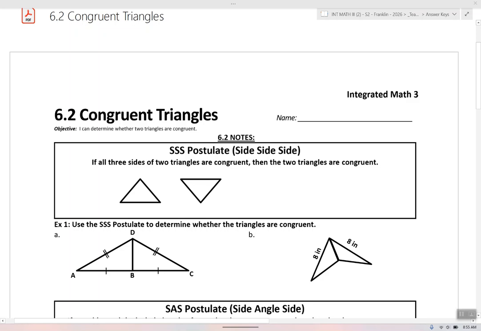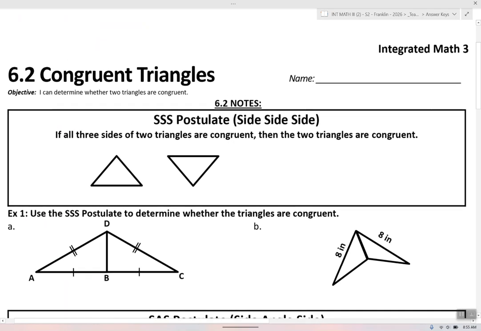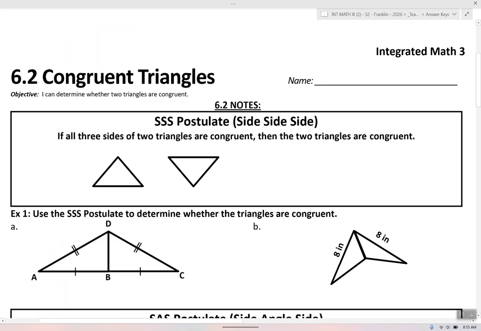Okay, for the 6.2 notes, we're going to look at congruent triangles once more, but we're going to look at some postulates, some rules that tell us whether or not two triangles are congruent based on limited information. So the first postulate we're going to take a look at is called the SSS, or side-side-side postulate. And what it means is if all three sides of two triangles are congruent, then those two triangles are congruent.